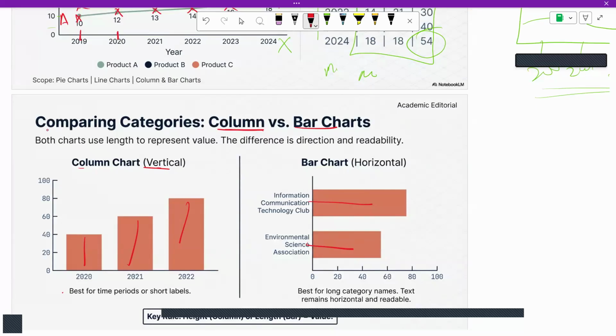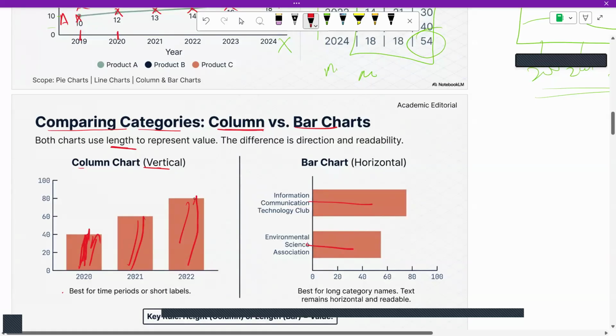This kind of bar chart and column chart is prepared for the purpose of comparing categories. Categories mean category A, category B, category C, or X, Y, Z, or product A, B, C, or country A, B, C, like that. Both charts use length to represent value. See here, length, for this column chart, we call the height.